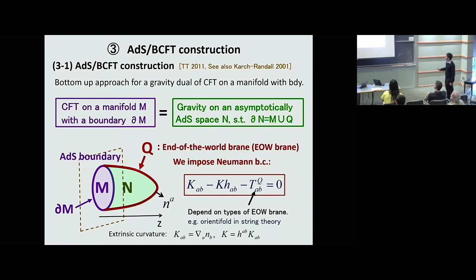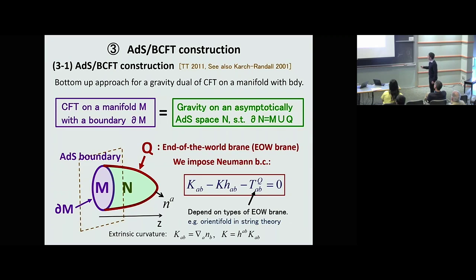That is written very simply in terms of extrinsic curvature. This is the usual term. This is also the Brown-York tensor. But there are also contributions, sometimes, from this end of the world brane. We can put some localized matter here. Then TQ is the energy stress tensor from this localized matter.